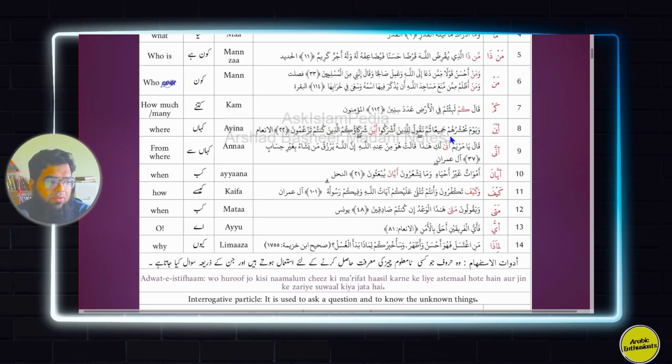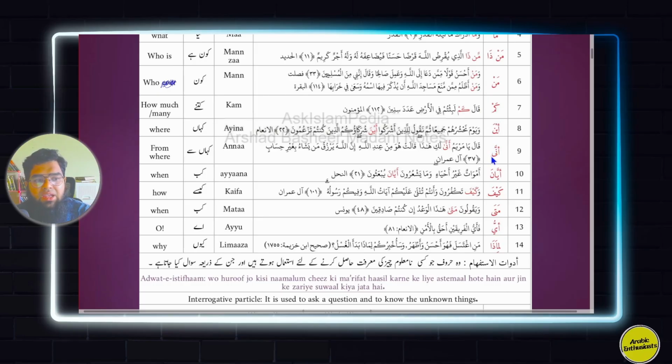And the day we will gather them, all of them. Then we will say to the ones who did shirk, Aina shuraka'ukum, where are your partners? Aina is where. It could be wherever also in conditional sentences, but here it is where. Aina shuraka'ukum alladhina kuntum taz'umun. Where are your partners which you all used to claim? Za'ama is to claim.